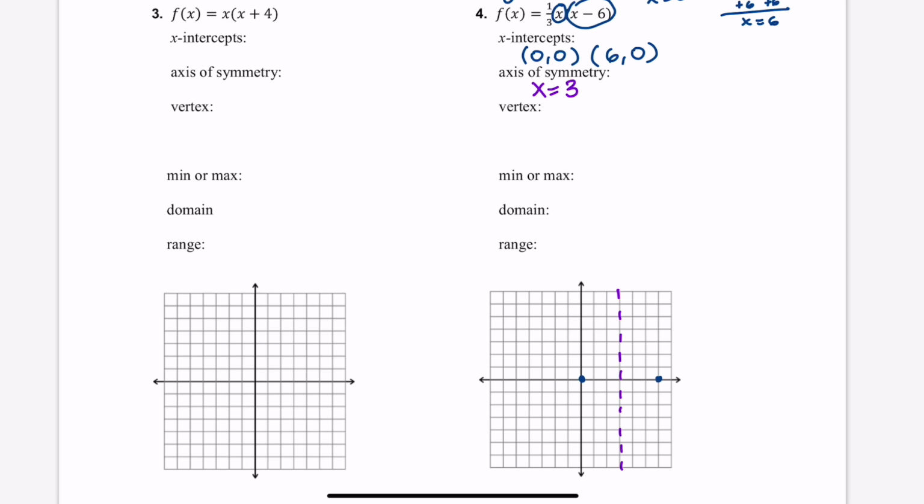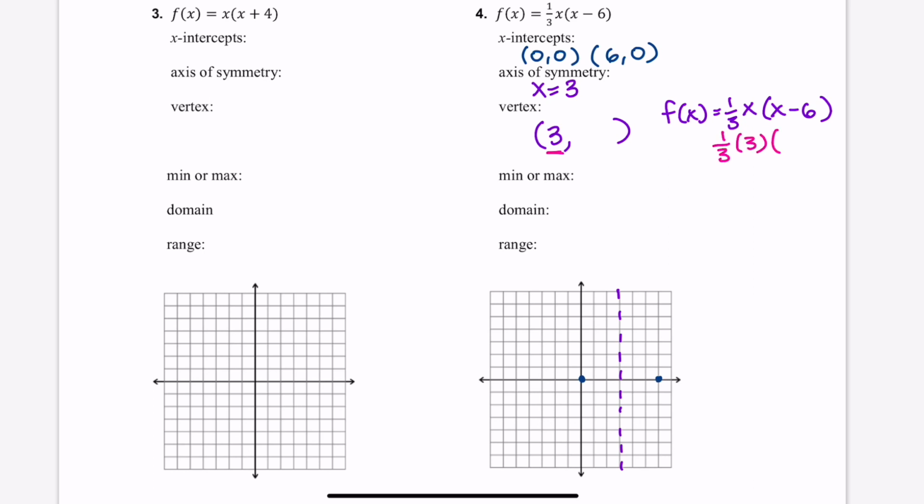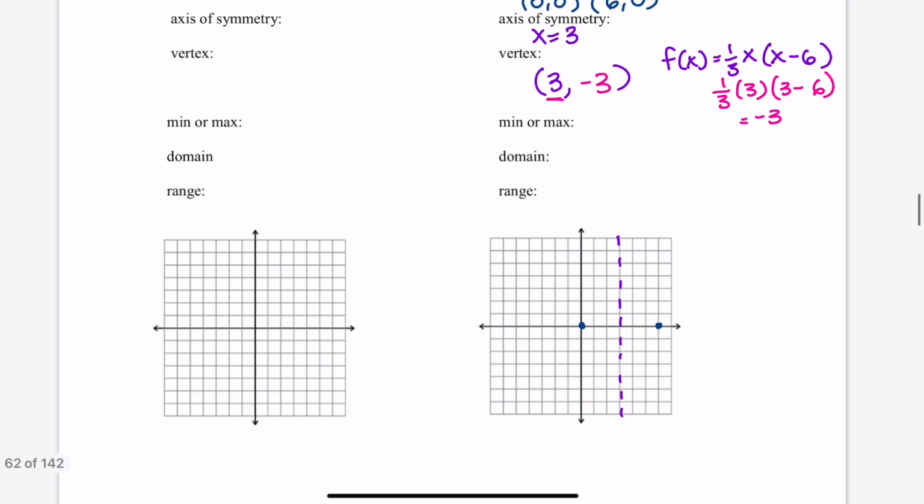The vertex, the first number is always on the axis of symmetry, so it's a 3. And to get the second number, we're going to plug it into the equation. So we look at this equation up here. Take this equation, and then we're going to take that 3 and plug it in everywhere there's an x. So we have 1/3 times 3 and 3 minus 6. This gives us a negative 3. So our vertex is at 3, negative 3. And then you connect the points in a smooth curve.